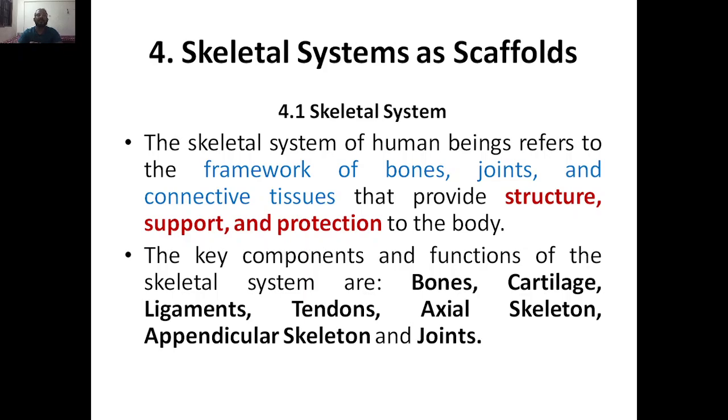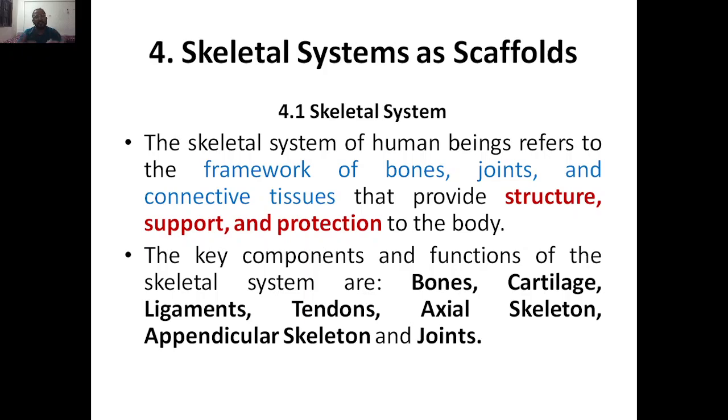The skeletal system of the human beings refers to the framework of the bones, joints and connective tissues that provide structure, support and protection to the body. If you remember from your PUC, or even at least from movies, the skeleton, what it looks like, that skeleton itself is nothing but the skeletal system. In that skeleton, you might have seen, it has bones, it has joints, and then it has connective tissues. Usually in that skeleton, the connective tissue part will be missing, where from the bones to the muscle there is a connection which we call tendons.